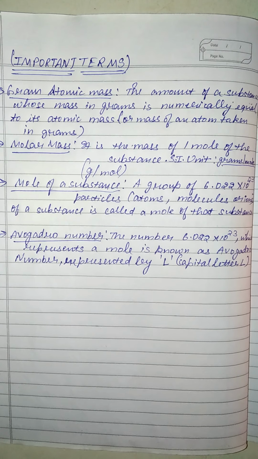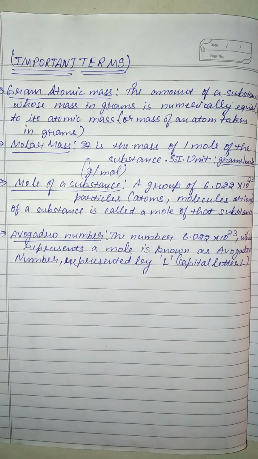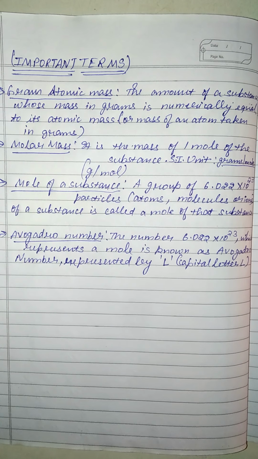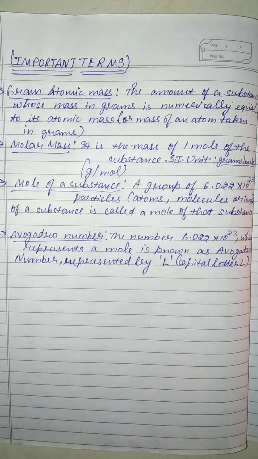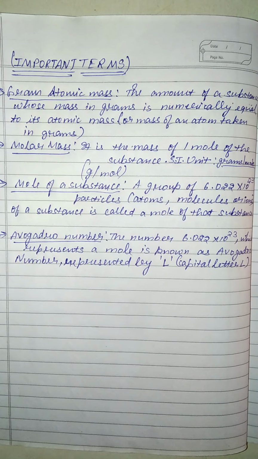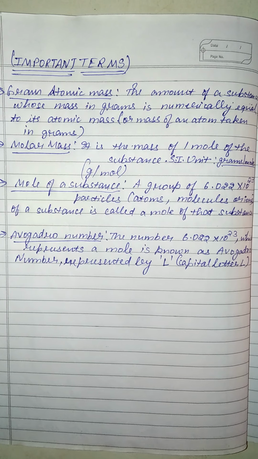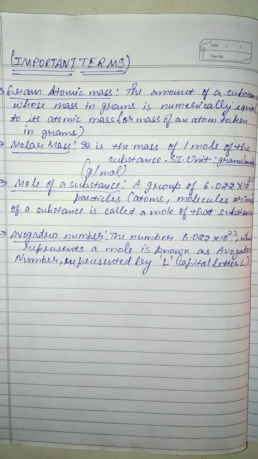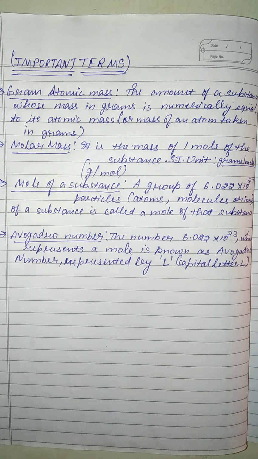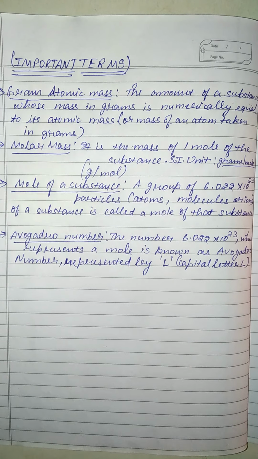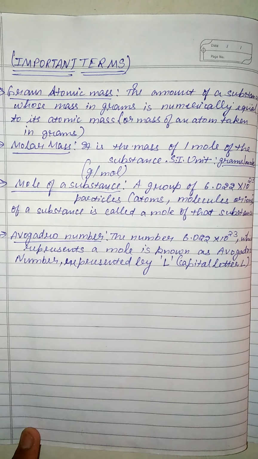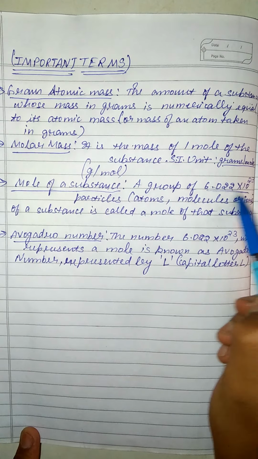Now we come to the point: what is the mole of a substance? It is simply a group of 6.022 × 10^23 particles, which can be either atoms, molecules or ions of a substance. That is called a mole of that substance. You can simply say that a group of 6.022 × 10^23 particles can be said to be the mole of a substance, and this number represents the mole of a substance.